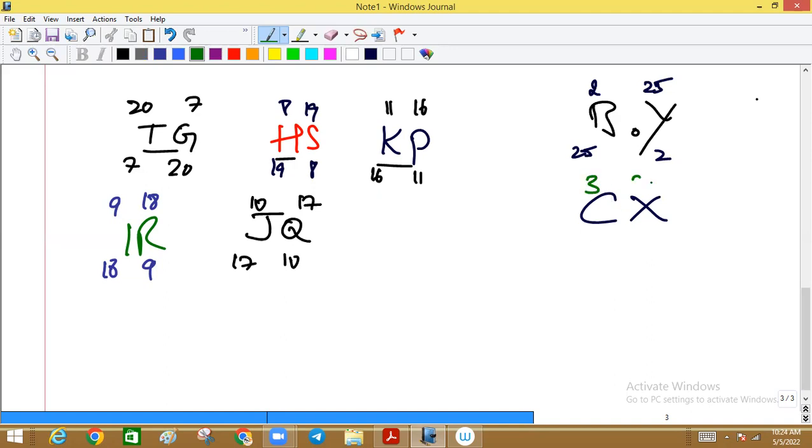So C is 3, X is 24. What is C from the opposite side? 24. X will be 3. Finally, DW. DW you can remember like Mountain Dew or normal dew, or dynamic woman. Okay, down. Many words are there. So D is 4, W is 23, D reverse is 23, and W reverse is 4. So you can remember these positions as well.